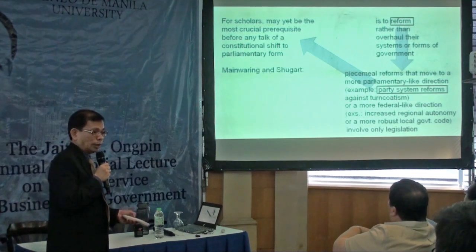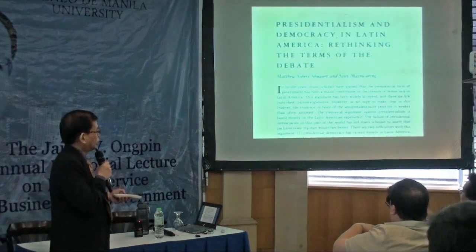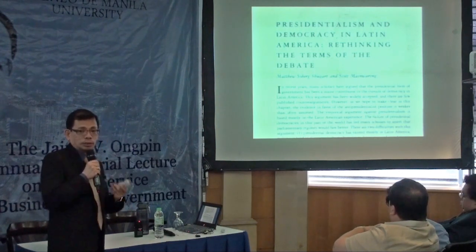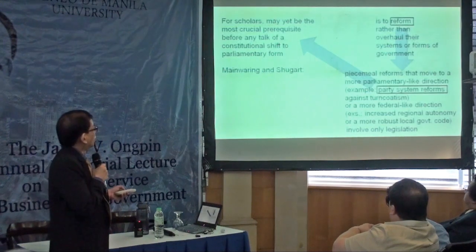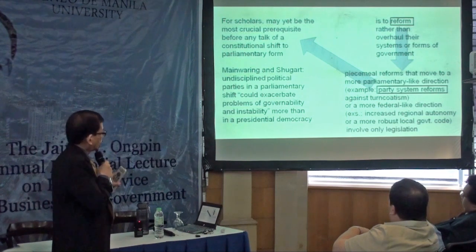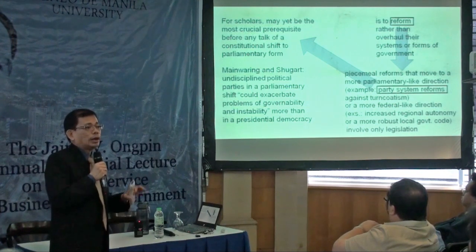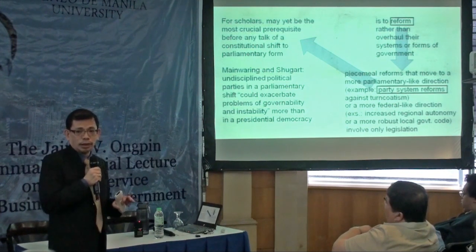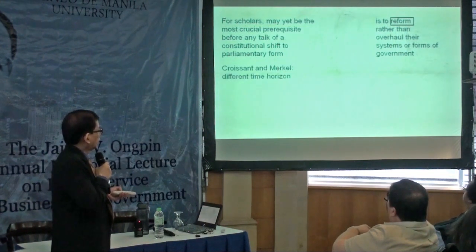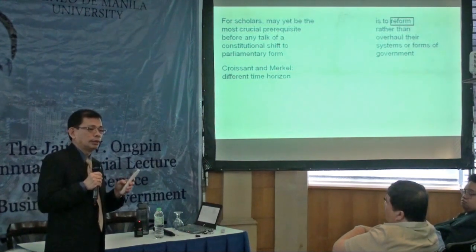We have Mainwaring and Shugart, another pair of major political scientists, in their work, Presidentialism and Democracy in Latin America, Rethinking the Terms of the Debate, which partly is a response to the article of Juan Linz. They argue that undisciplined political parties in a parliamentary system could actually exacerbate problems of governability and instability more than in a presidential democracy, and may pose a bigger problem than in a presidential democracy. We have already met Croissant and Merkel. For them, it's a problem of time horizon. A difference in time horizon.